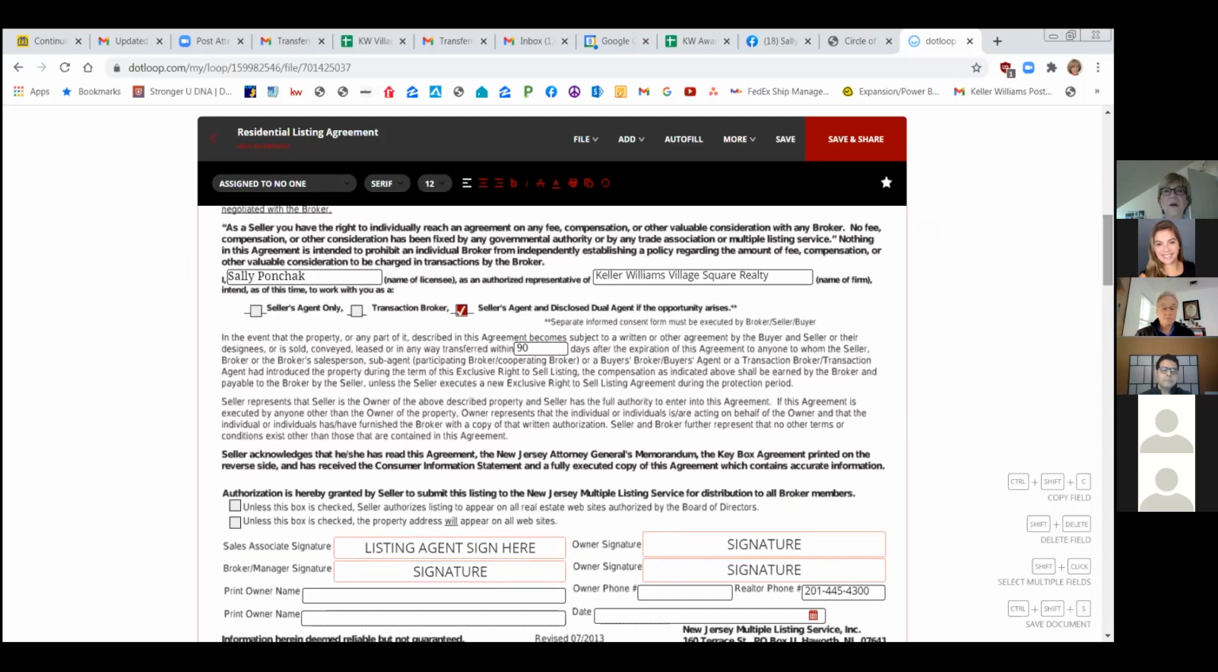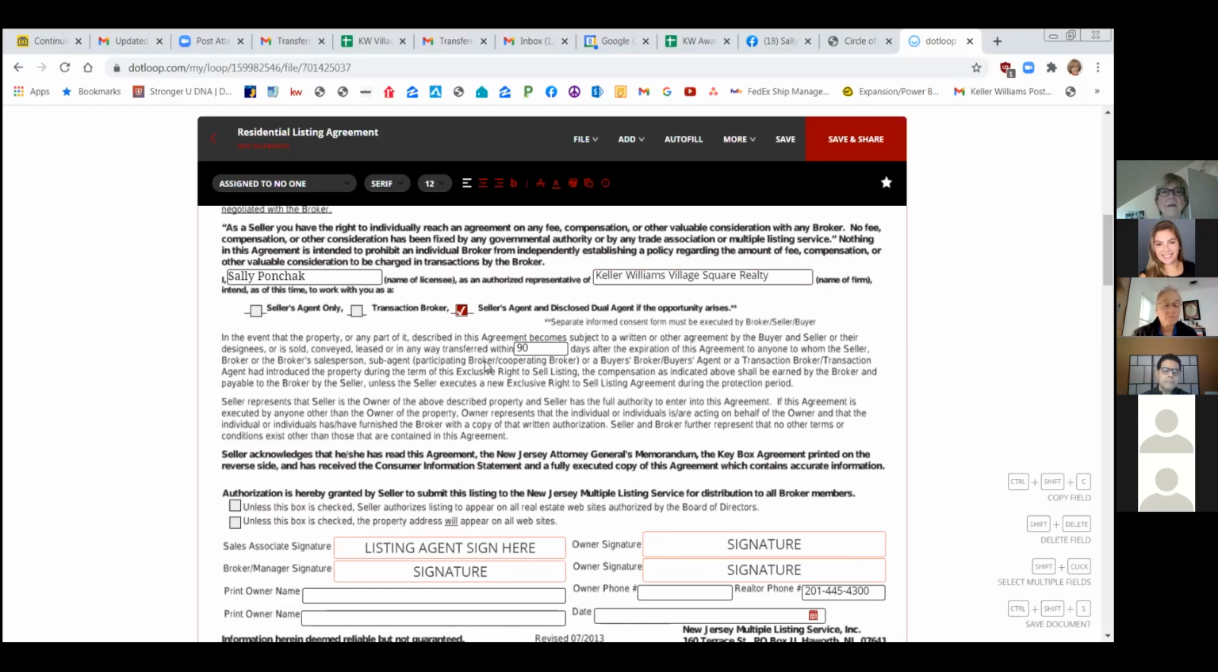And then the next part is just saying your name as the person who's going to be listing it, the name of our company, and you're always going to have this checked. In fact, I think it defaults to this being checked. I believe so. Seller agent and disclose dual agent if the opportunity arises. So you always want to have that checked, because even if someone just shows the house from your office, that is dual agency, and your sellers have to agree to that upfront.